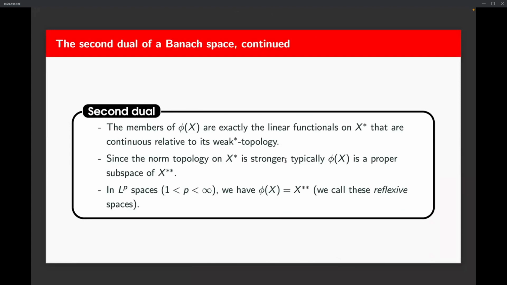However, there are spaces. Rudin doesn't, I think, prove this, but he mentions it, and maybe it was in one of the problems that I didn't do. For some spaces, like L^p spaces, we actually do have the fact that the image of phi is the entire double dual. So these are called reflexive spaces. Every element of the double dual is manifested in this way. So you can basically think of X as being isomorphic to X double dual in these spaces. That's familiar from finite dimensional linear algebra as well. The double dual basically is the original space.